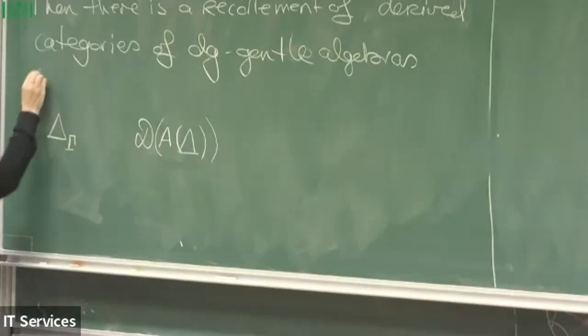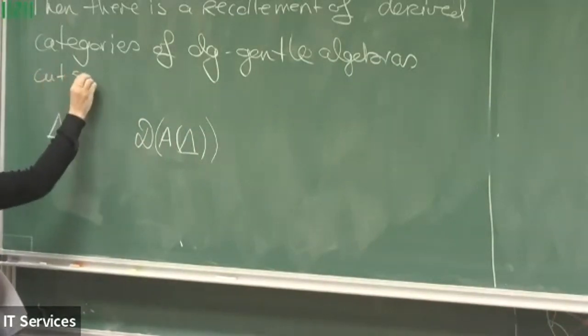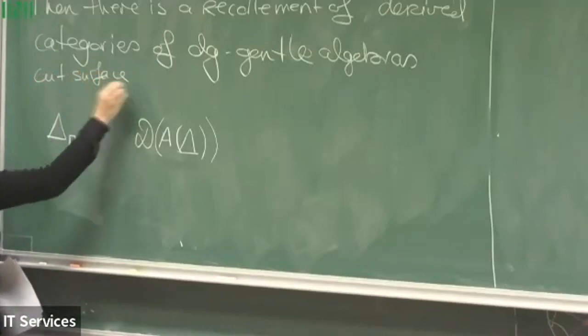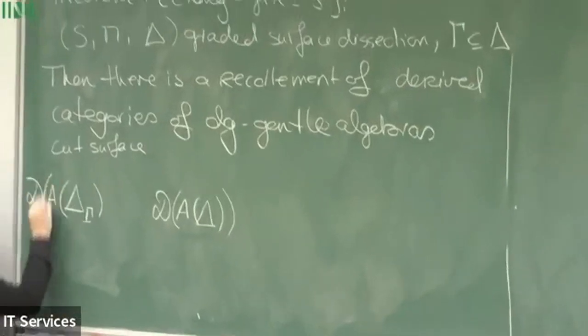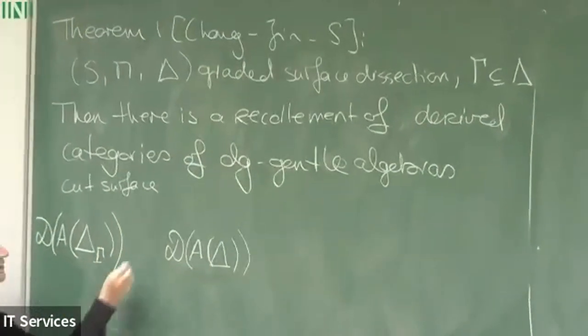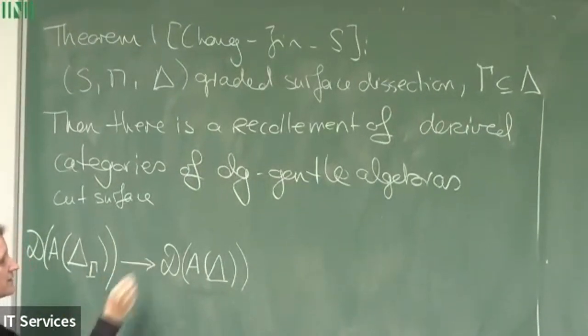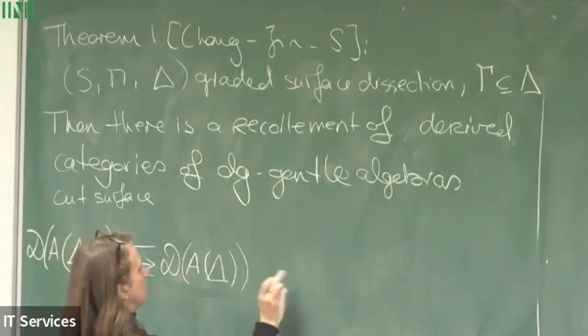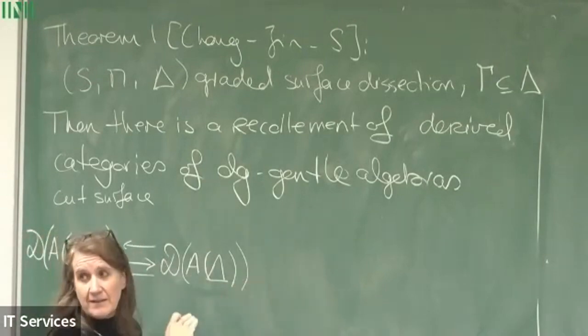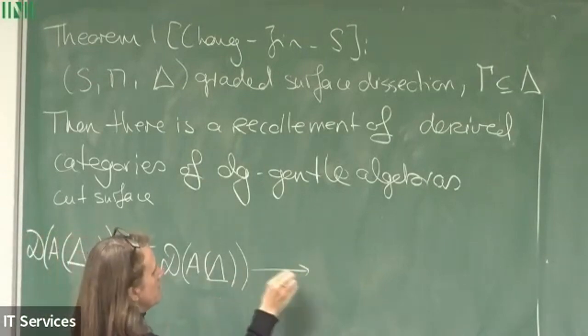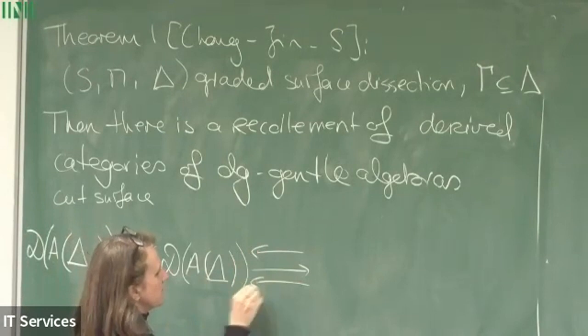cut surface. So here we're in the cut surface, and we have the associated Gentle algebra and take the derived category, and then we have a fully faithful functor here which has a left and right adjoint. So this is the left part of a recollement. And what is the right part of this recollement? This data already tells us that there is a recollement. But the question is, what is the right part?